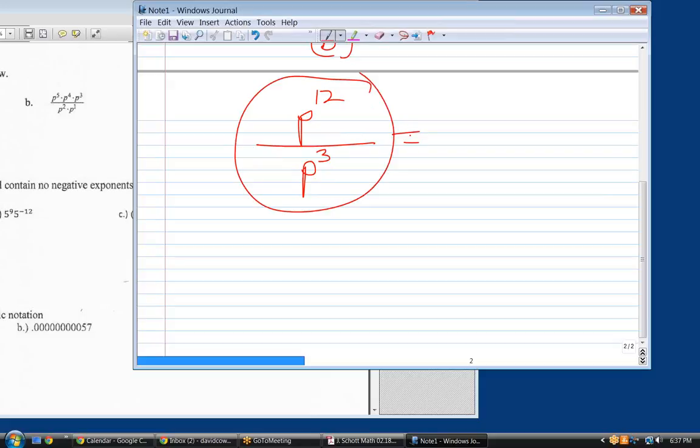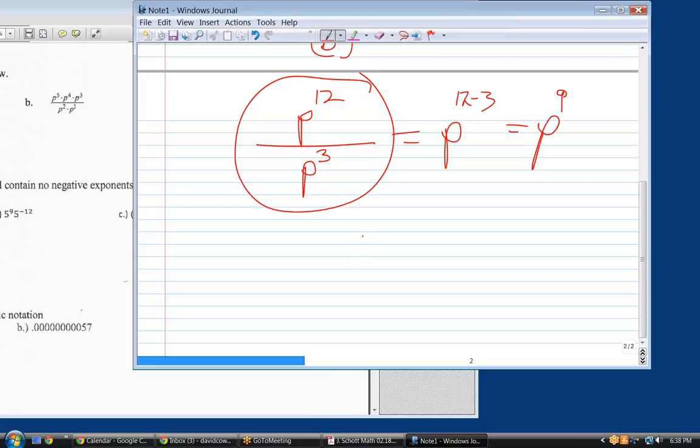So what's this whole thing equal to? P to the fourth. Subtract the exponents, don't divide them. Remember, you do different to the exponents than is being done to the base. P to the negative 9. It's never the same. P to the positive 9. It's 12 minus 3. It's just like that. Okay. Okay?